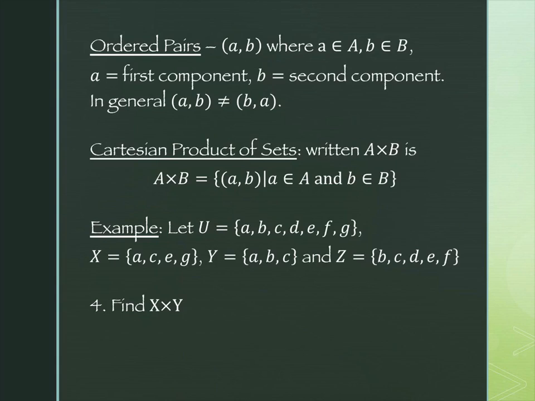In particular, it may not even be one of the ordered pairs you can have, because the first spot right here has to come from the set that's listed first. In this case, we called it set A. And the second location in the ordered pair has to come from the second set listed, which in this case is B.